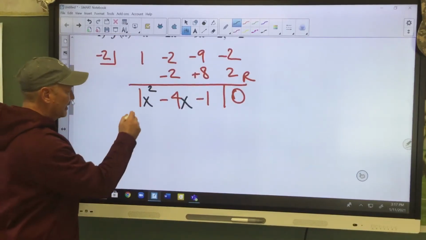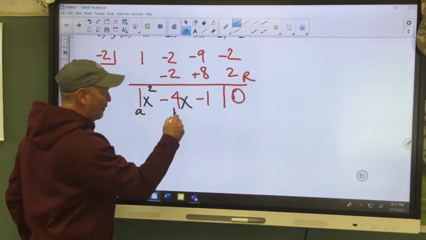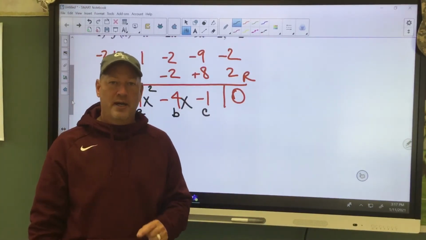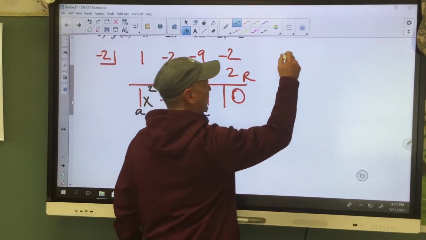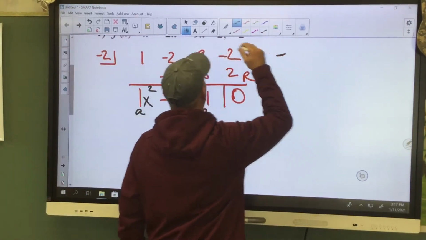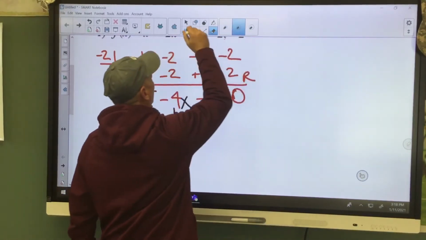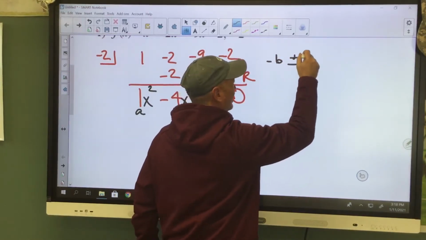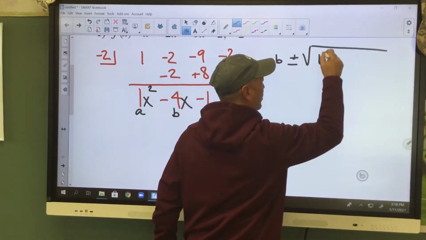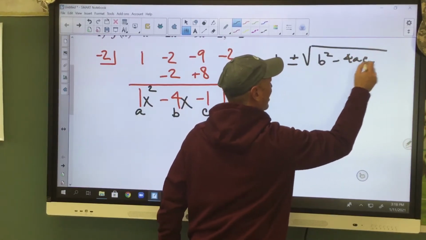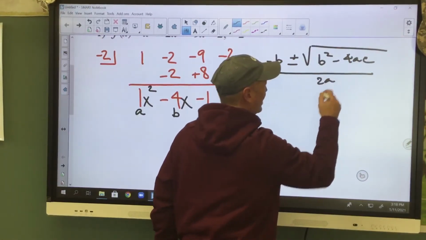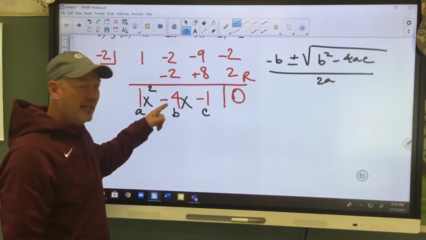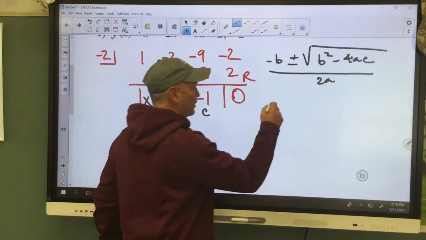This is my A value, this is my B value, this is my C value. And we need to substitute that into our quadratic formula. The quadratic formula says this. The opposite of B plus or minus the square root of B squared minus 4AC all over 2 times A. There's our quadratic formula in case you forgot it, okay? So B is -4. The opposite of B is a +4.